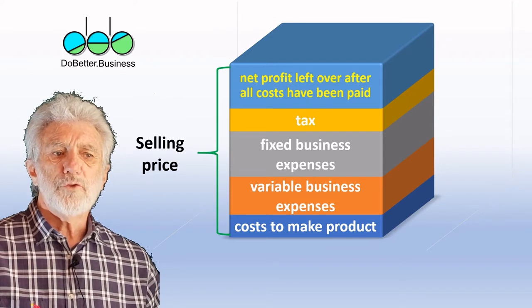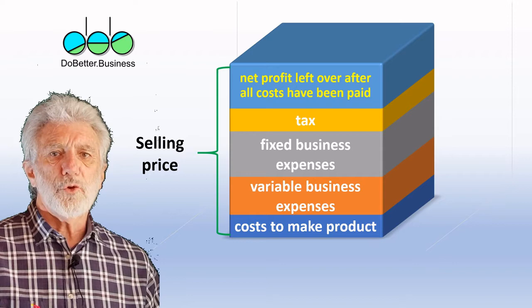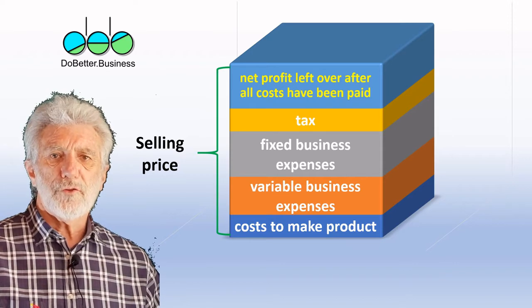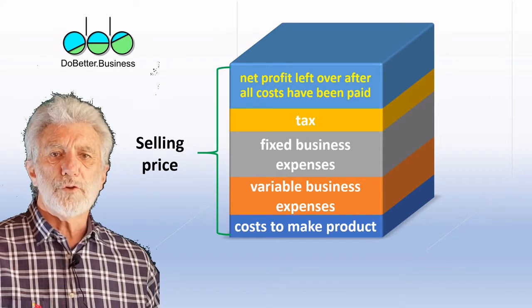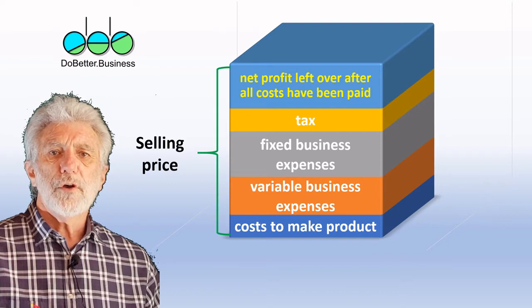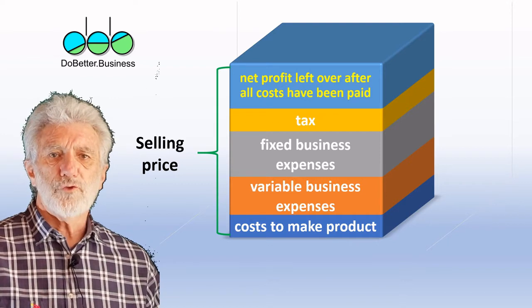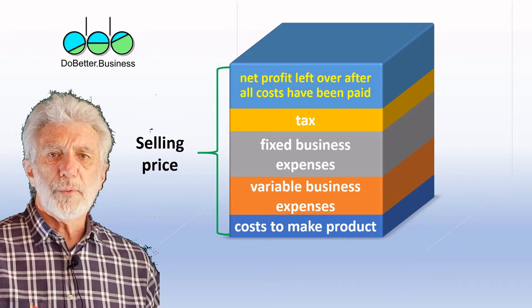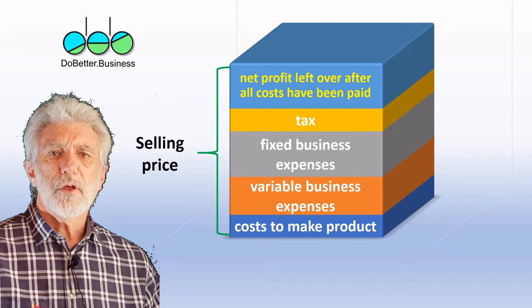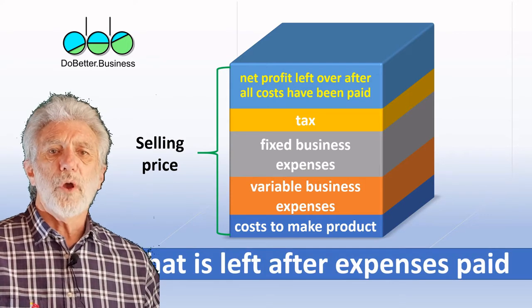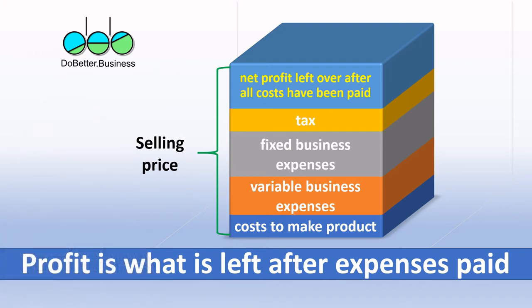And then, when you make a sale, SARS expects you to pay tax. So tax is one of your costs. And then finally, you have your profit, the money that is left over after you have invoiced your client and all of the expenses have been paid. But that invoiced profit is not necessarily cash because you haven't been paid yet. So, your profit is what is left over in your business after all your expenses have been paid.